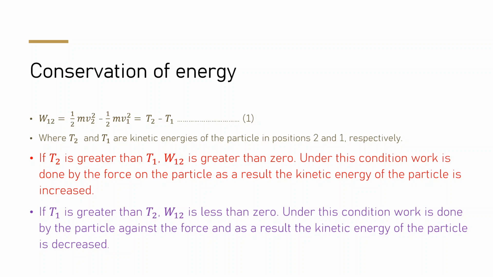Here, if T2 is greater than T1, then W12 is a positive quantity. Under this condition, work is done by the force on the particle. As a result, the kinetic energy of the particle is increased. If T1 is greater than T2, W12 is negative. Under this condition, the work is done by the particle against the force, and as a result, the kinetic energy of the particle is decreased.